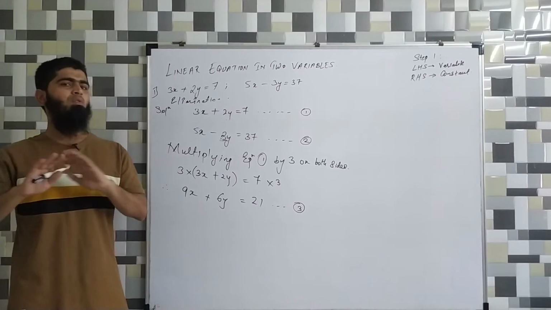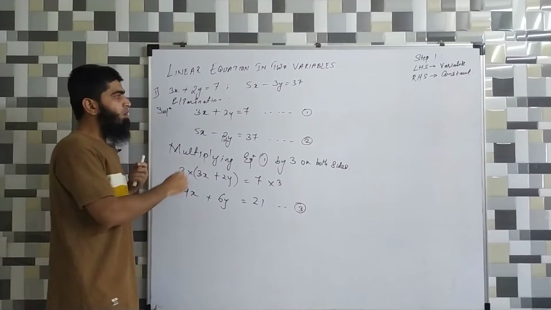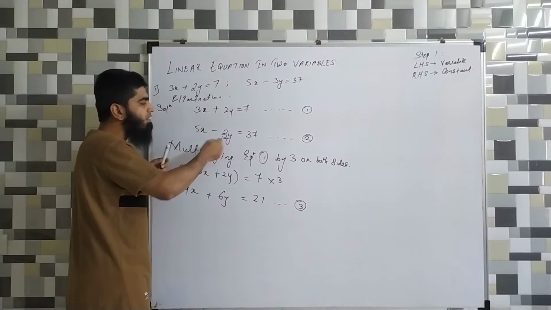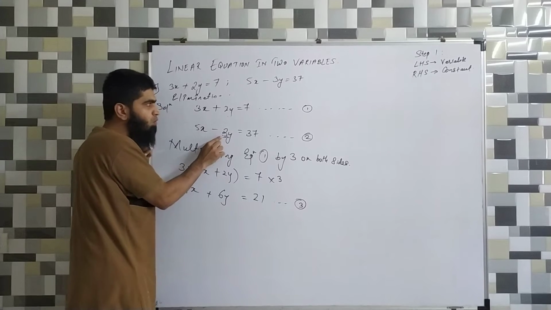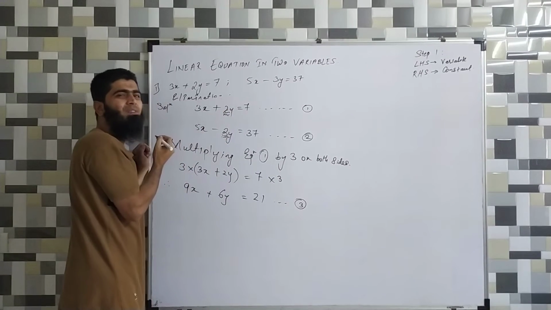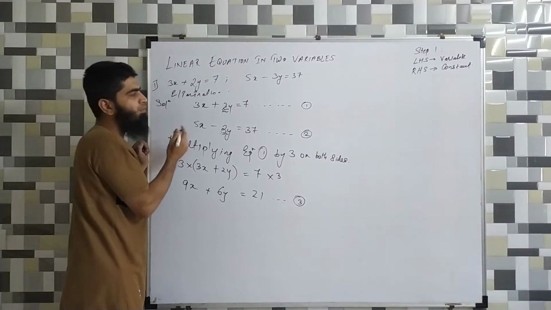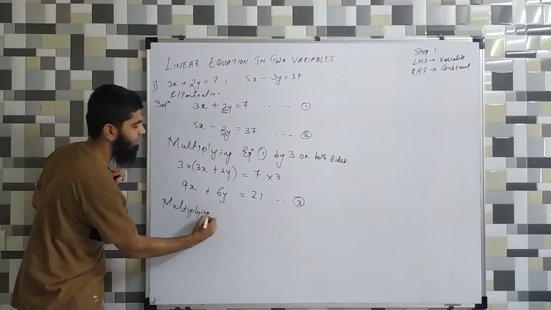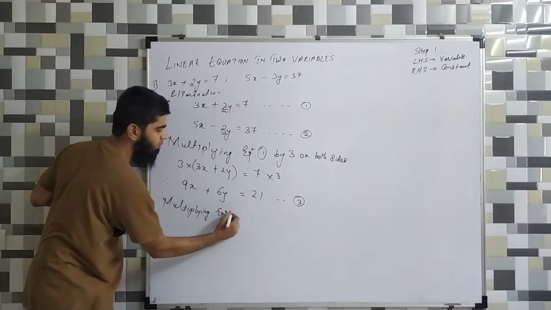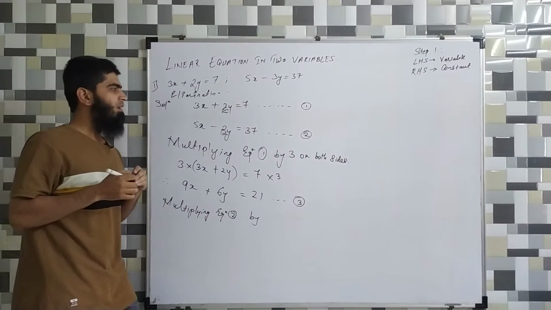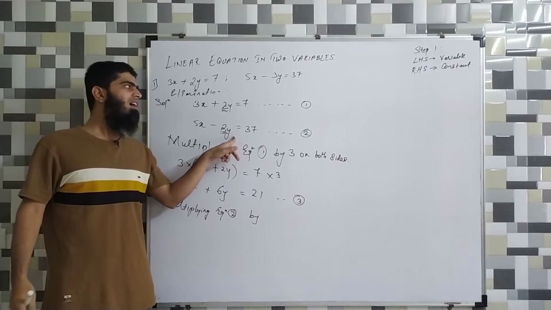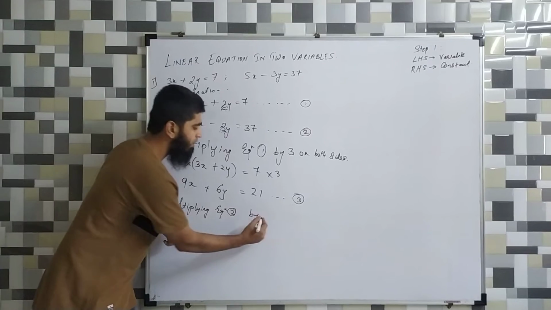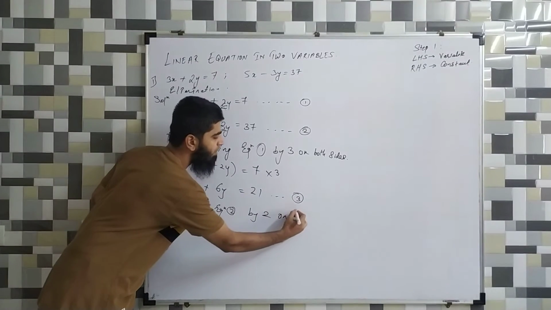Have I completed step number 2? Not yet. Why? Because we got 6y. Now I will multiply equation number 2 with the coefficient of the first equation. So I will write: multiplying equation 2 by which number? Equation 2 must be multiplied by which number? Yes, the coefficient of y in the first equation, plus 2. So I will write 2 on both sides.